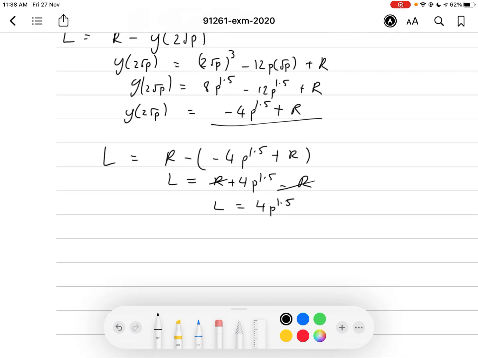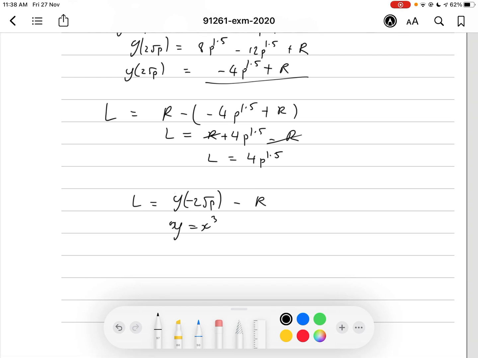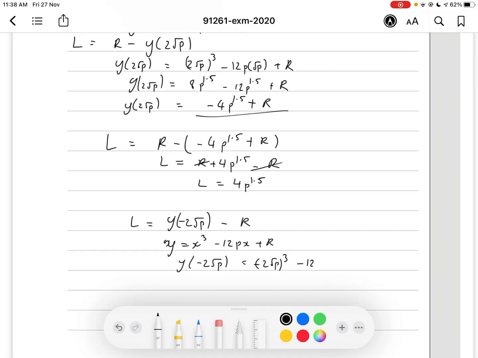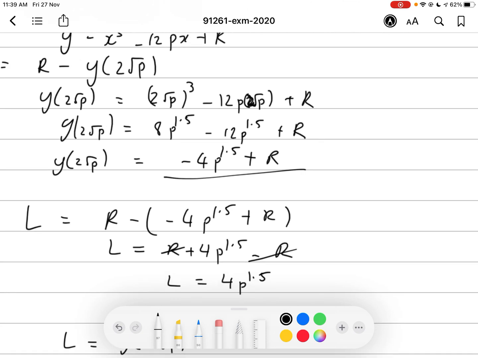In a similar fashion for point B, we can do the same thing. We had length equals, in that case, y of negative 2 root p minus r. In this case, we have y equals x cubed minus 12px plus r. So y of negative 2 root p equals negative 2 root p to the power 3 minus 12p times negative 2 root p. Oh, right, my bad. I made a slight mistake here. So it's actually negative 2 root p to the power 3, so that's negative 8p to the power 1.5, minus 12p times negative 2 root p, which gives us 24p to the power 1.5.